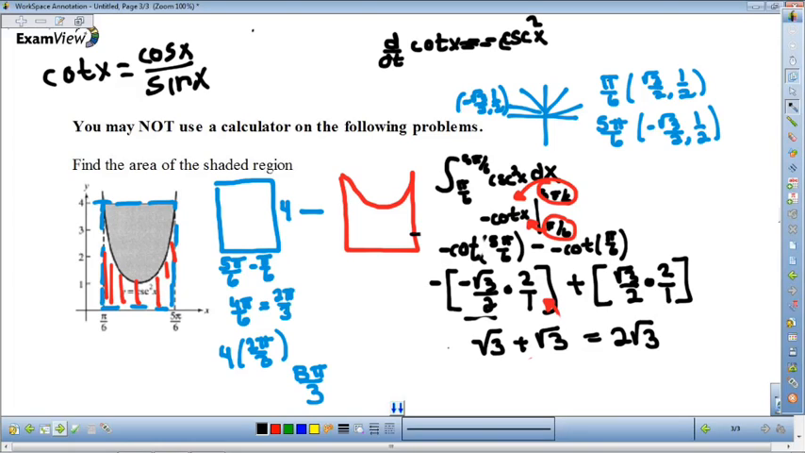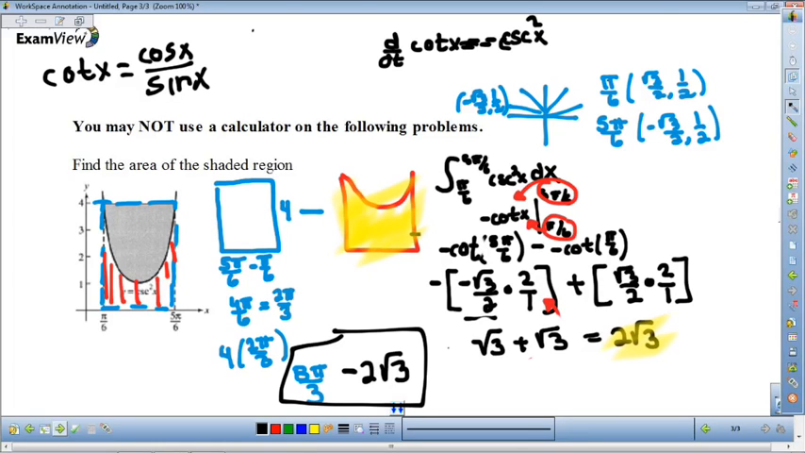So doing a little bit of math, I get 2 square root of 3. That is not my answer. That is the answer of the area under the curve of this cosecant curve. So what I have to do is subtract that from the rectangle. So my answer is going to be 8 pi over 3 minus 2 square root of 3.